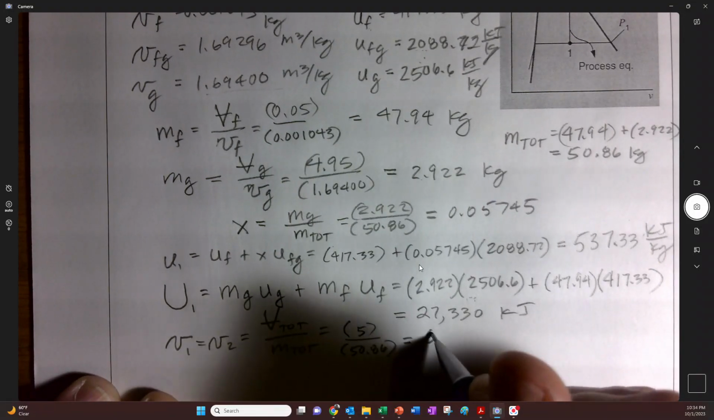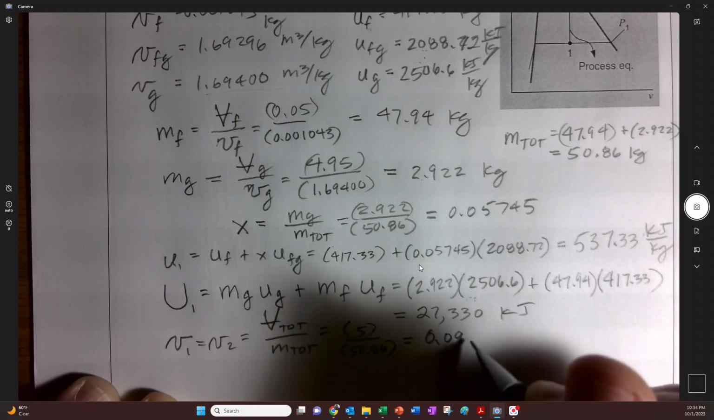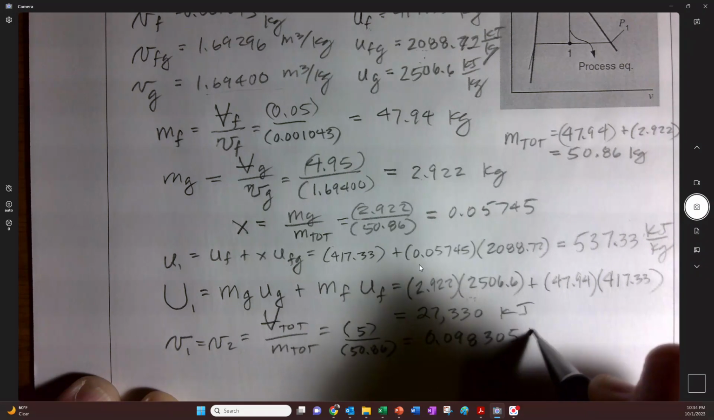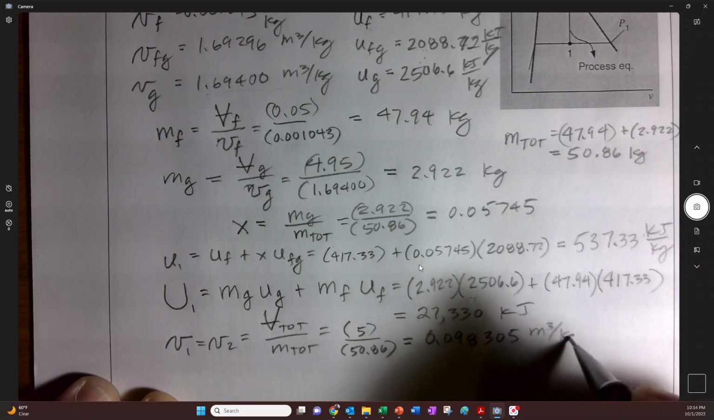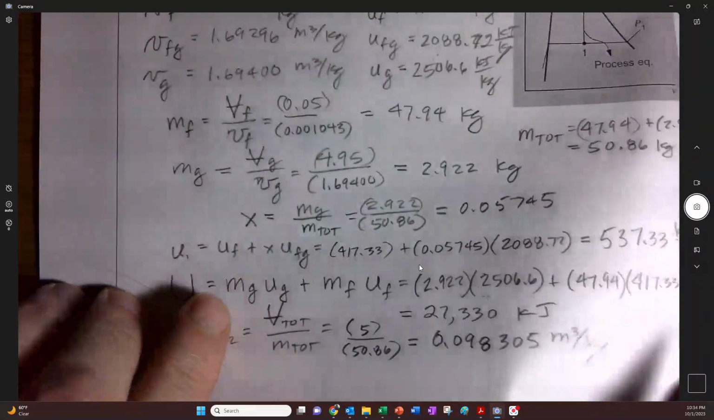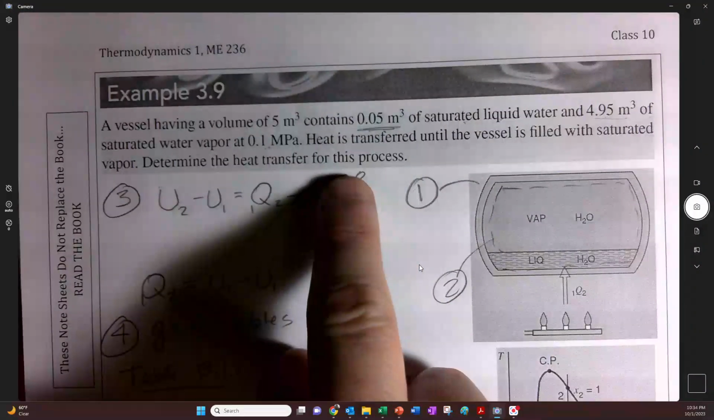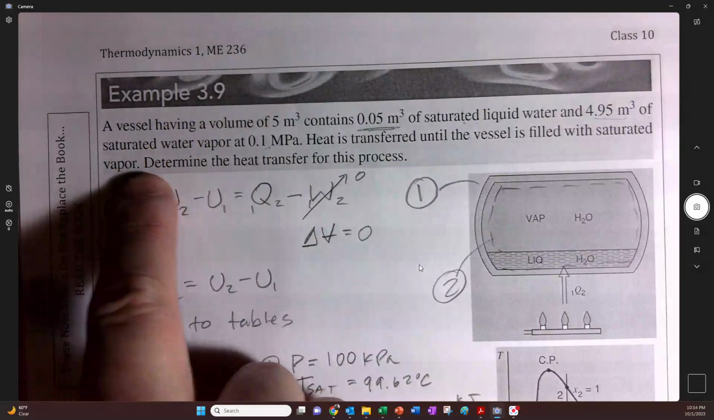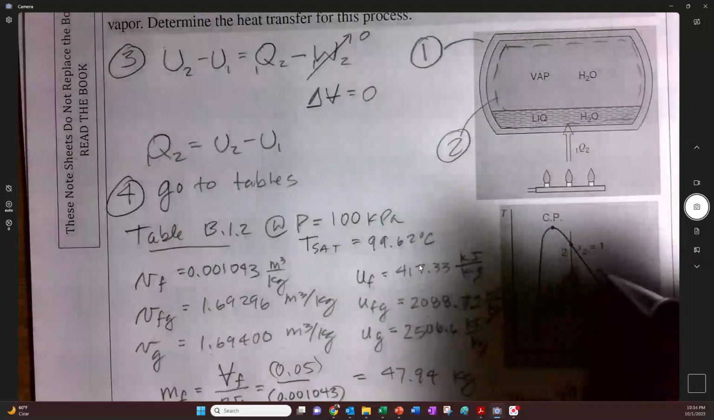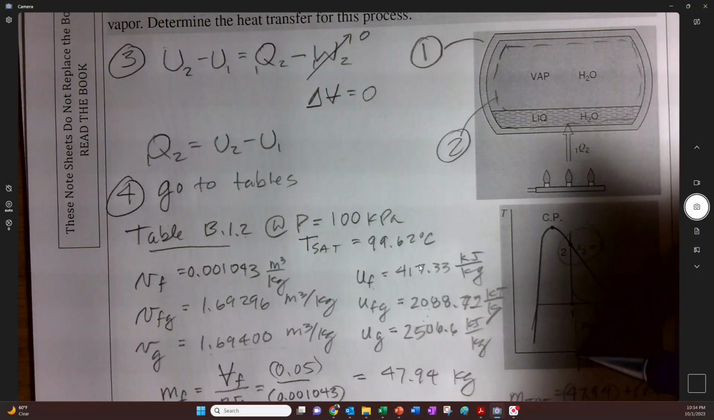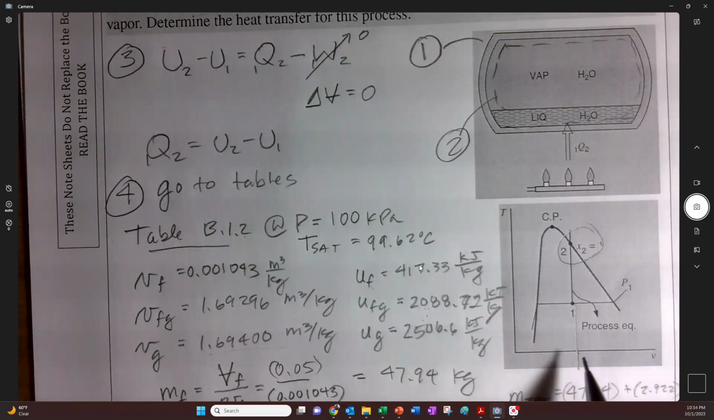And that turns out to be 0.0980305 cubic meters per kilogram, right? So that's going to be the same from the beginning to the end. And now they say heat is transferred until the vessel is filled with saturated vapor, right? And we already kind of saw the spoiler alert that we're making a straight line up. So we just found this value right here, and we're going to go straight up.